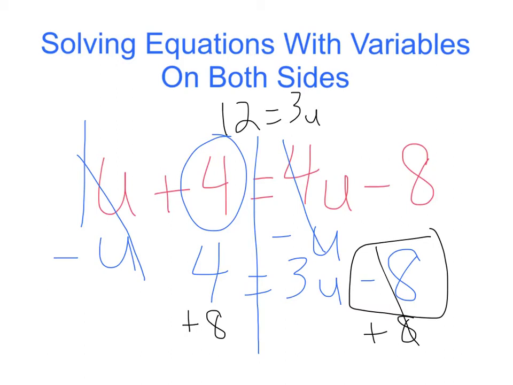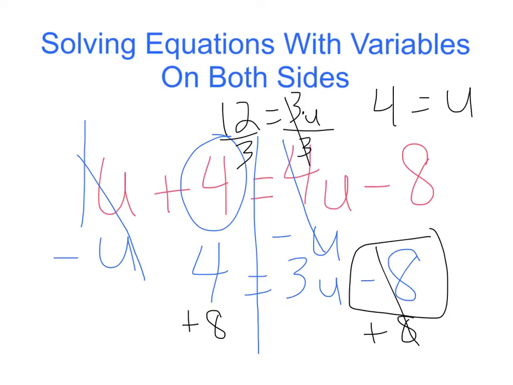I don't want to know what 3 u's are equal to. I want to know what just a u is. So in order to fully solve that, 3u means 3 times u. So to get rid of 3, I would divide by 3, but I have to do the same thing to both sides. 12 divided by 3 is what?